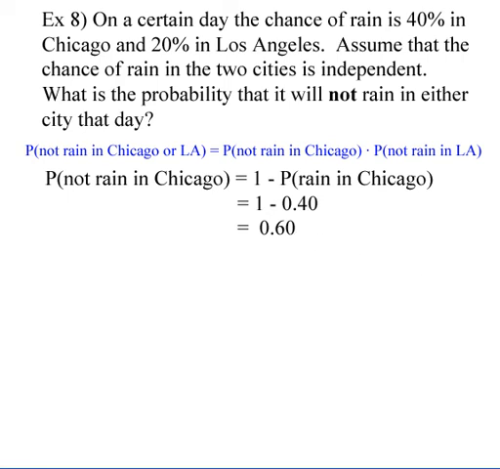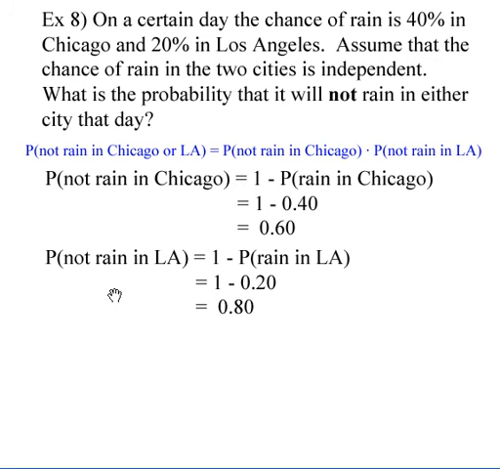All right, let's come back and fill in the details for the Los Angeles component. The probability of it not raining in Los Angeles is 1 minus the probability of it raining in Los Angeles, which we're going to take as that 20%, written as a decimal, 0.2. 1 minus 0.2 is 0.8. So yes, next time the forecaster says there's a 20% chance of rain in Los Angeles, of course that means there's an 80% chance it will not rain.